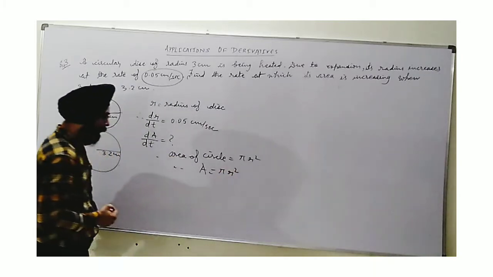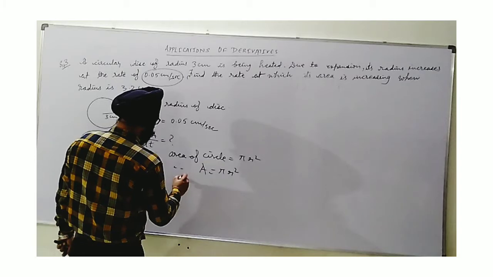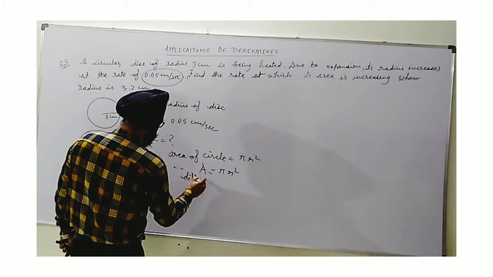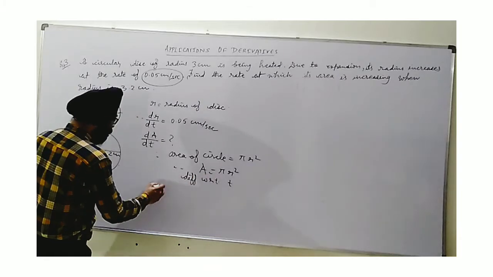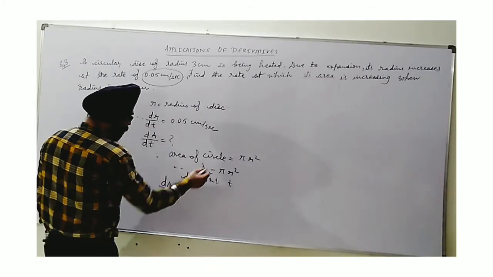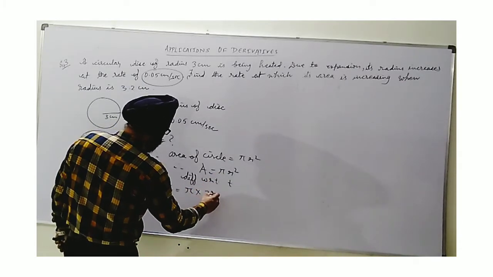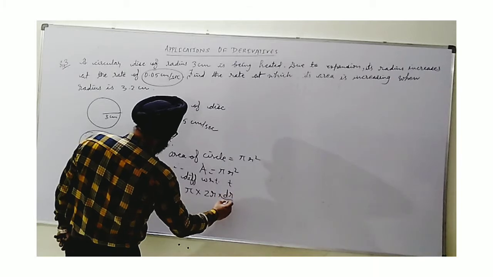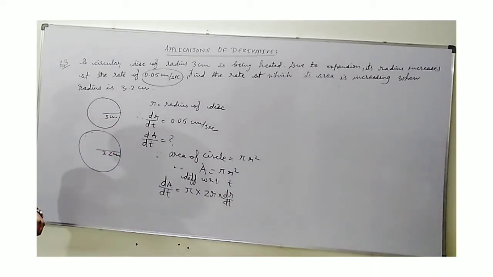A is equal to pi r square. We need to find a change in area, so differentiating with respect to t. T stands for time here. We find dA by dt. Now, as we are differentiating, pi is a constant, r square will be 2r, and by chain rule dr by dt. As we are differentiating with respect to time, that's required to know.